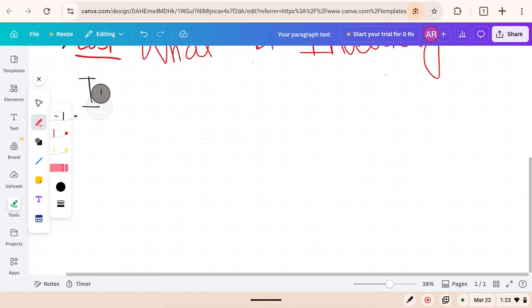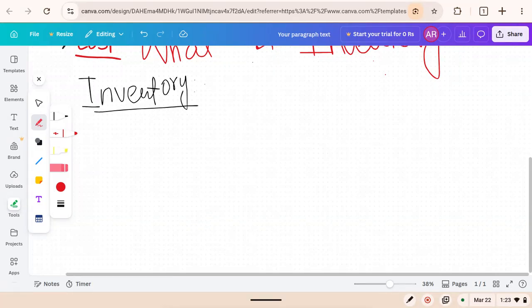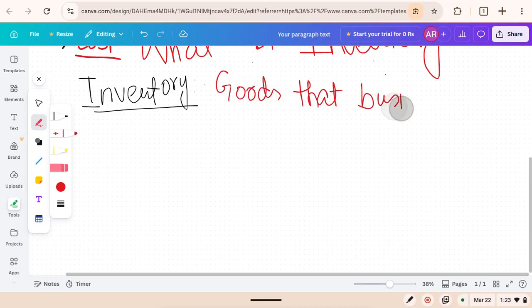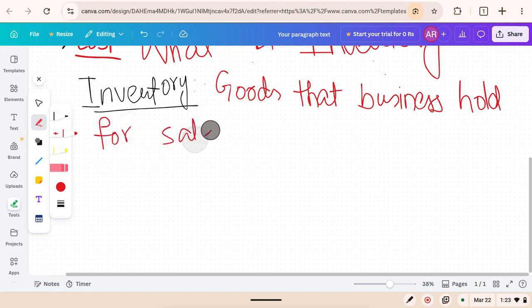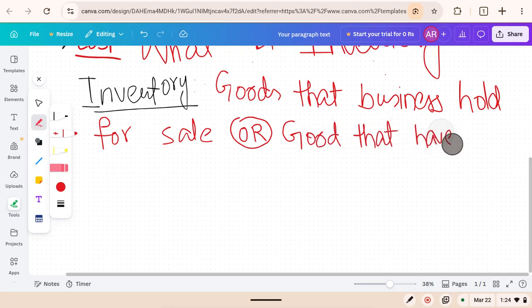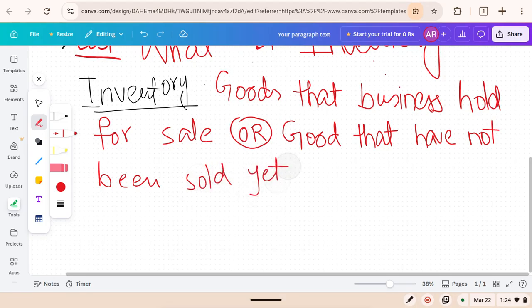What is inventory? Inventory means goods that a business holds for sale, or you can also say goods that have not been sold yet. It is inventory.